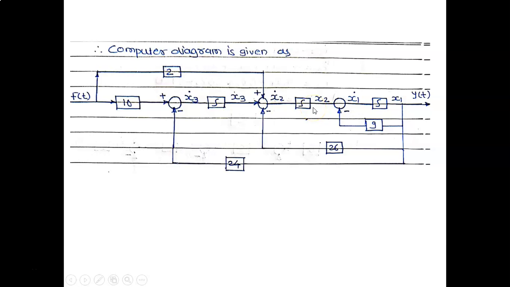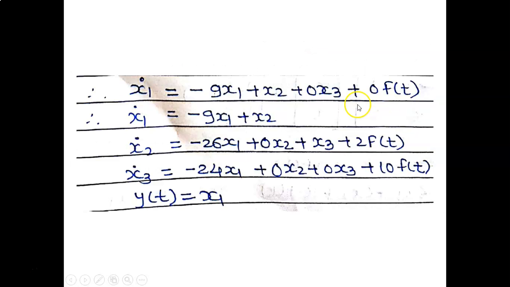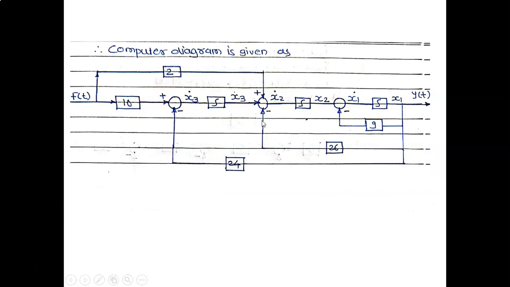Similarly x1 dot is equal to minus 9 x1 plus x2. Already this x2 signal is there, and its signal is positive. Therefore again from x1 we have to take another signal and feed it back to this transfer function having value 9. Again we feed it back to this summing point as a negative signal. Therefore x1 dot is equal to minus 9 x1 plus x2. Therefore this is the computer diagram.